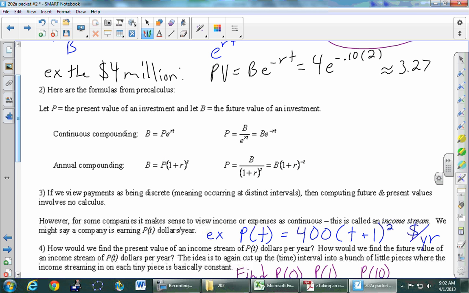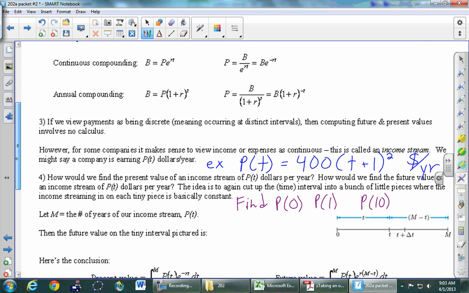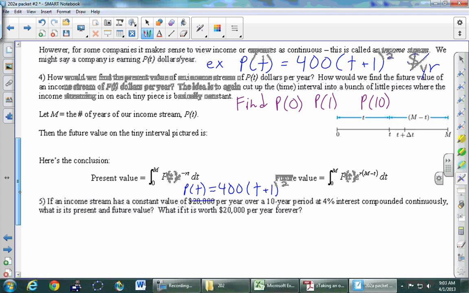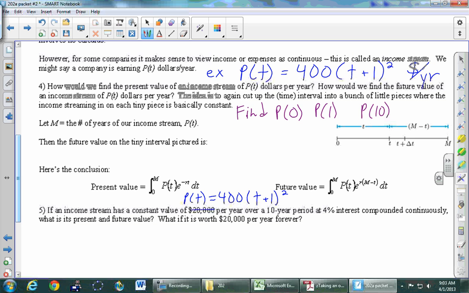So let's move on to Richard for 3. Okay, so I've added an example here, so maybe you can squeeze that in on your paper. P of T equals 400 times T plus 1 squared, and the units there are dollars per year.